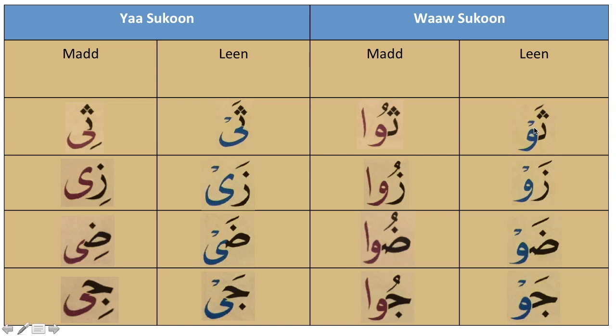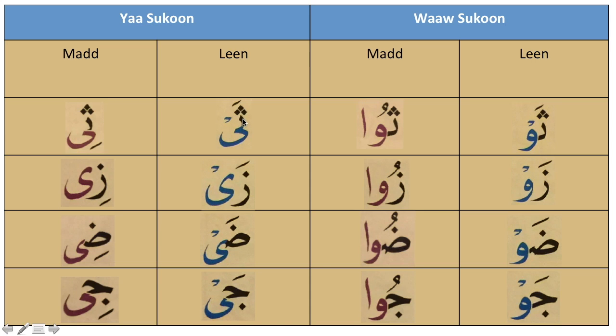Tha fatha waw sukoon thaw. Tha dhamma waw sukoon thu. Next we have tha fatha ya sukoon thay. So tha fatha is its first movement, and then we add an a to it. So we say thay. Quickly, we combine them. We don't separate them like I did. I was just doing it for illustration purposes.